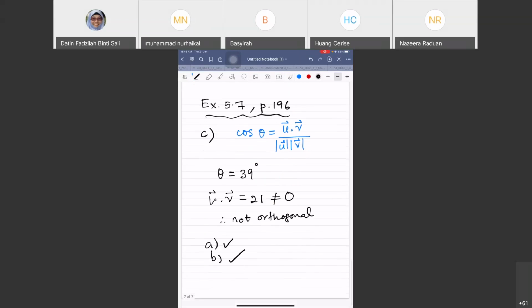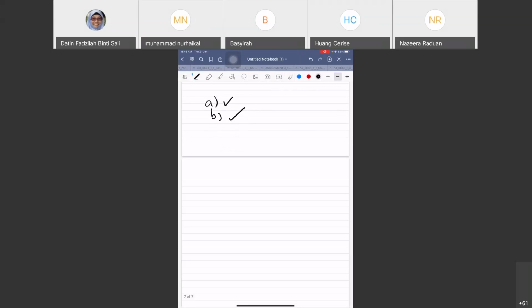Okay, that is 5.7. Now 5.8. This is about direction angles, that means alpha, beta, gamma. Maybe we can take a look at just one, just look at A perhaps. Can we look at the answer for A for direction angles?